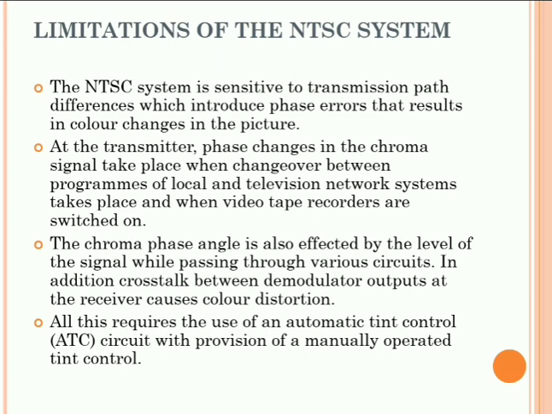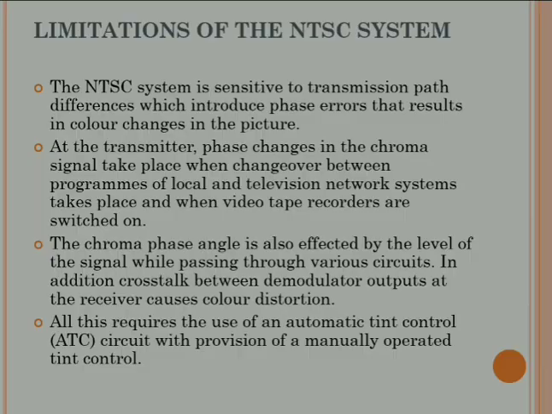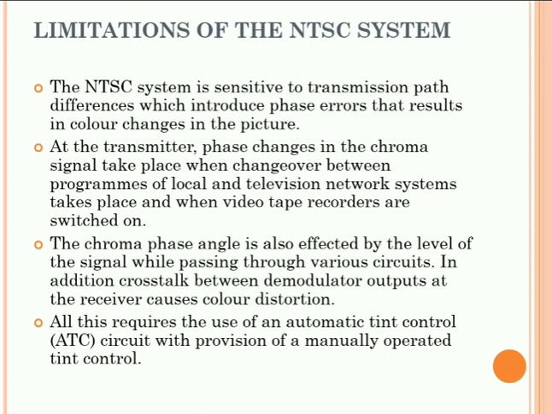There can be a change in the picture because it is sensitive to the transmission path, meaning that while transmitting from the transmitter to the receiver, some noise can get added, and we get a color-changed picture or noise in the picture. At the transmitter, phase changes in the chroma signal take place when there is a changeover between local and television network program systems, and when video tape recorders are switched on. This is also an important disadvantage of the NTSC system.